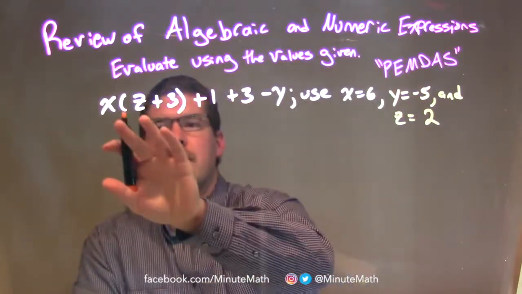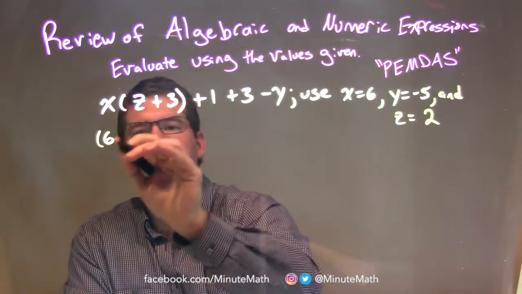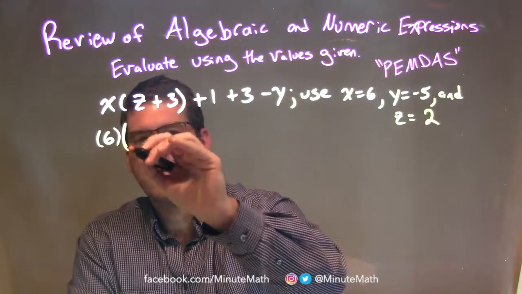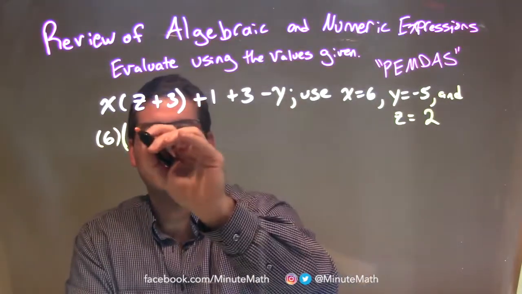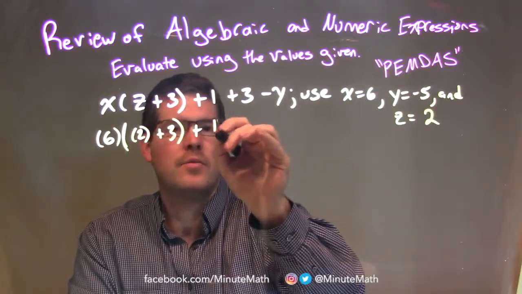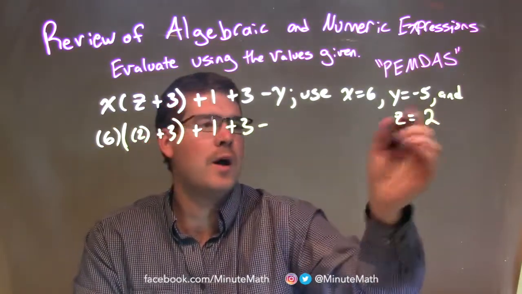So let's go do that. I see an x right here in the beginning. I'm going to put a 6 in. So I'm substituting 6 in for x. Z is next. So I have a big parenthesis. Now z is just a 2. Plus 3. Then we have plus 1 comes down. And I close parenthesis there. Plus 3. Minus my y, which is a negative 5.